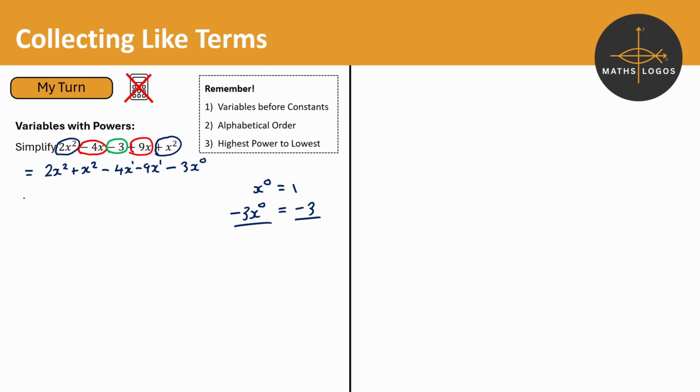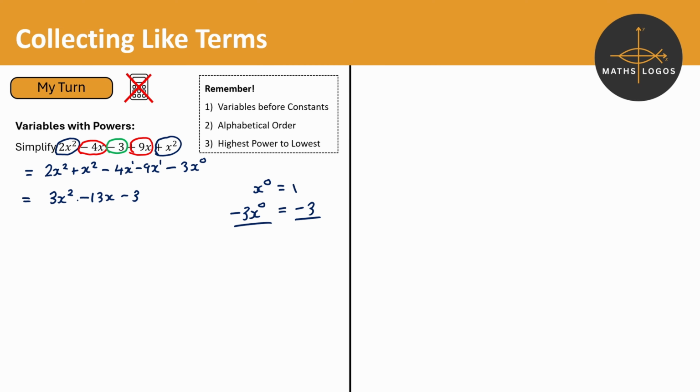Now I can go ahead and collect my like terms. So 2x squared add x squared gives me 3x squared. Negative 4x add 9x gives me 5x. And I'm left with the negative 3 on the end. We don't actually write the power on the x term, and we definitely don't write the power on the constant. I just showed you that so that we can understand that it is highest to lowest. So I'll go ahead and get rid of those powers.